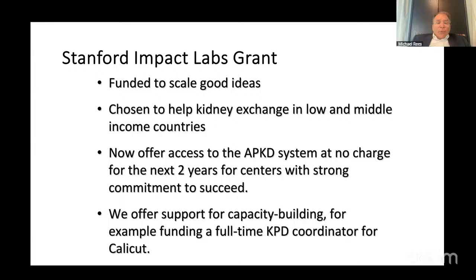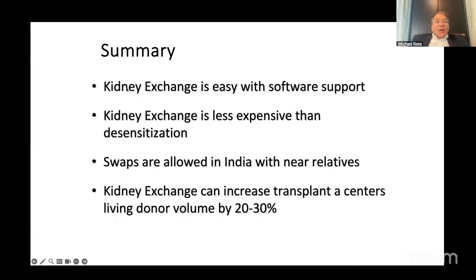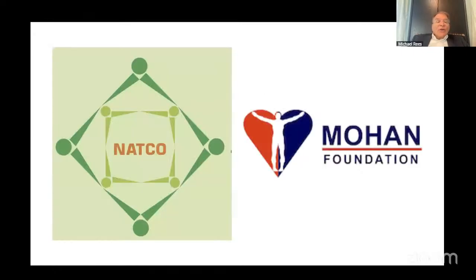We're supporting, for example, a coordinator in Calicut. So, in summary, kidney exchange is easy with software support. It's less expensive than doing desensitization. Swaps are not only allowed with near relatives, but now NOTO is encouraging them. And we believe that kidney exchange can increase transplantation by 20 to 30%.